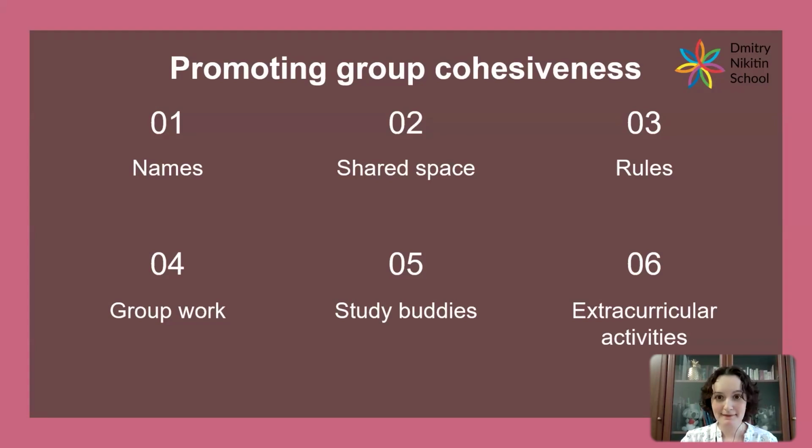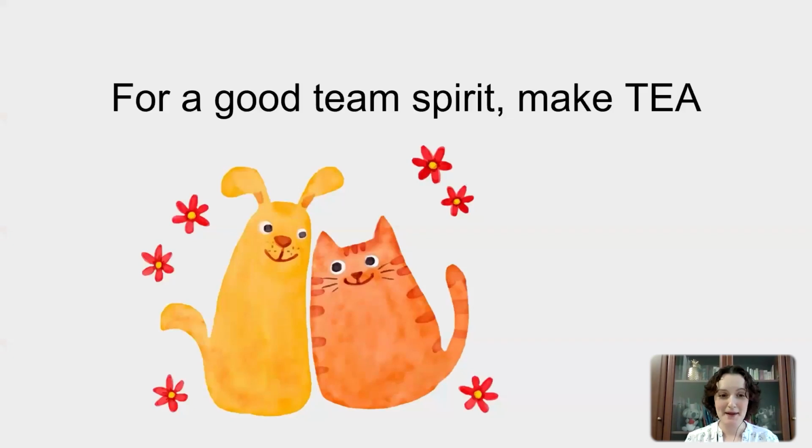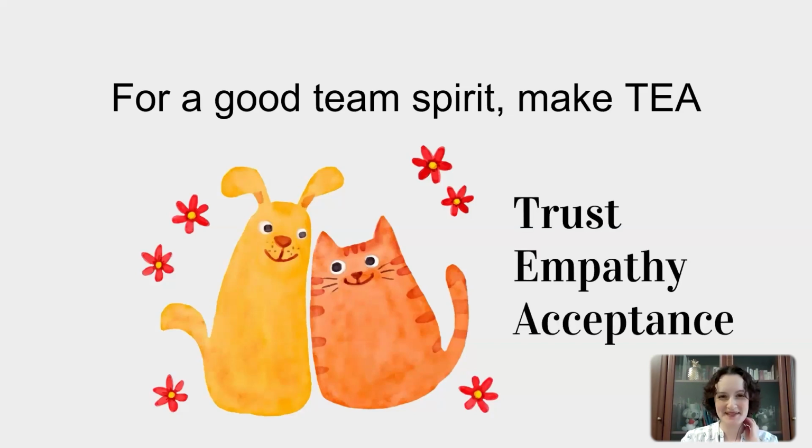And finally, a little metaphor from one of the books that I've drawn heavily on. It's Engaging Language Learners in Contemporary Classrooms by Sarah Mercer and Zoltan Dornyei. For a good team spirit, make tea. She's a big fan of acronyms, so there are very many acronyms in this book. So here, T stands for trust, empathy, and acceptance. These are ultimately the things that our learners are going to be looking for in their classrooms, and something that will positively contribute to their success.